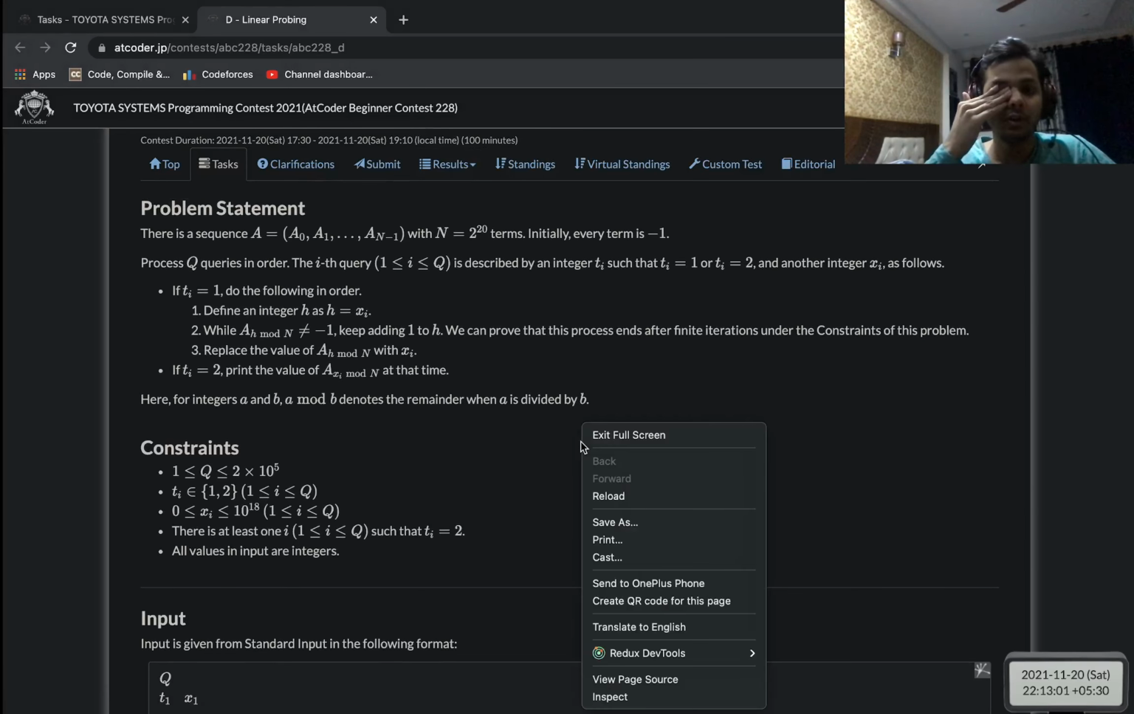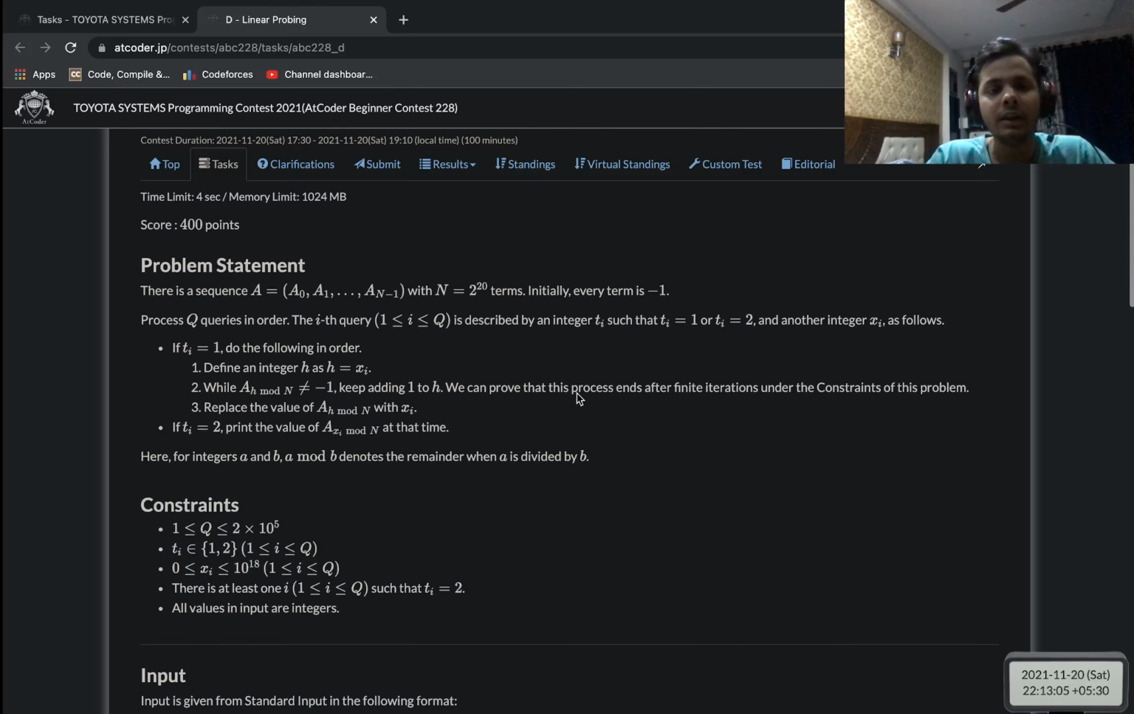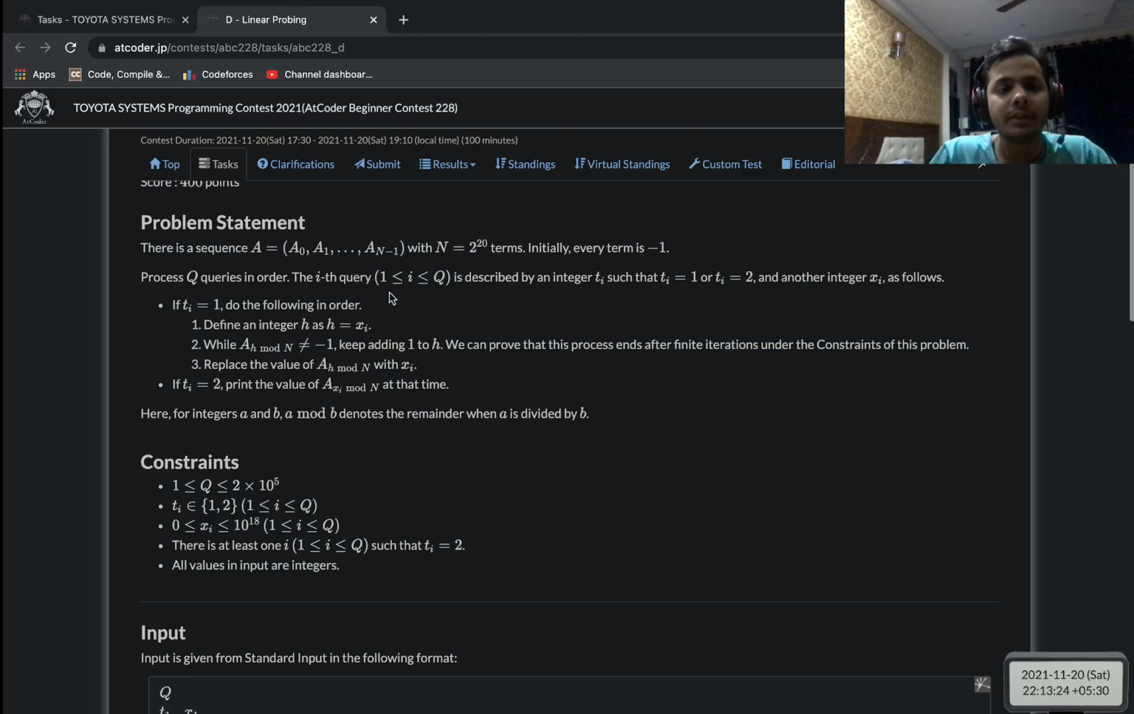Okay, so this problem is called linear probing, and again this is a very interesting problem. If you are not able to solve this problem, then be ready, because you are about to learn something very helpful, which we use very frequently in competitive programming. The concept used in this problem is a very frequent concept in competitive programming. So let's see what this problem has to say.